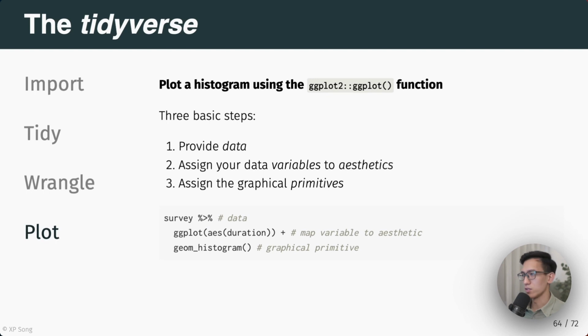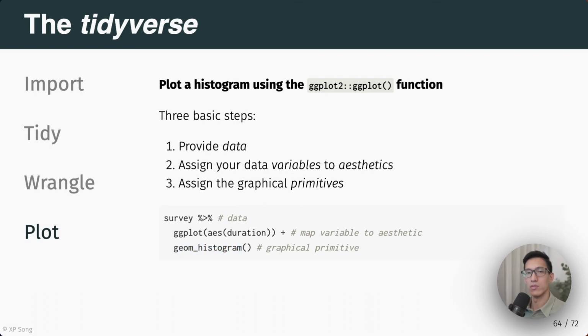And finally, in the third step, we assign the graphical primitives. So this really depends on the type of visualization we're going for. In this example, we are going for a histogram. So you'll see bars indicating the frequency of occurrence.